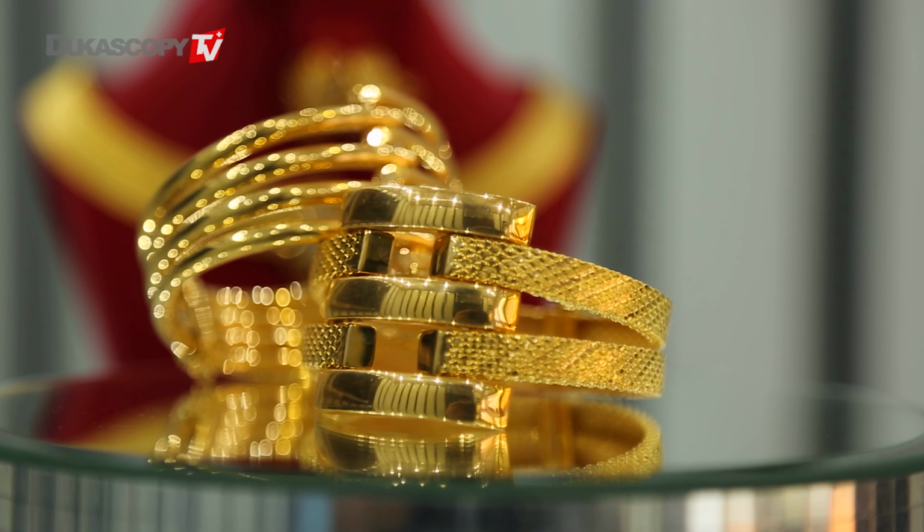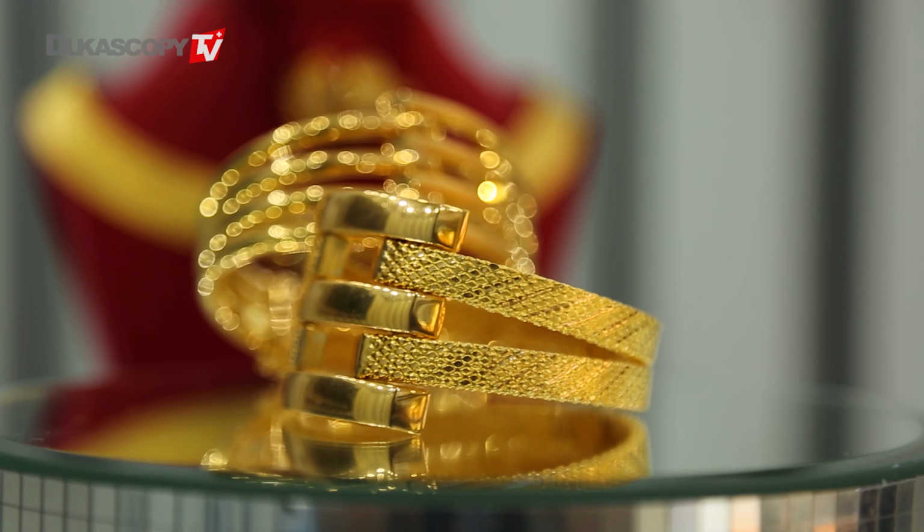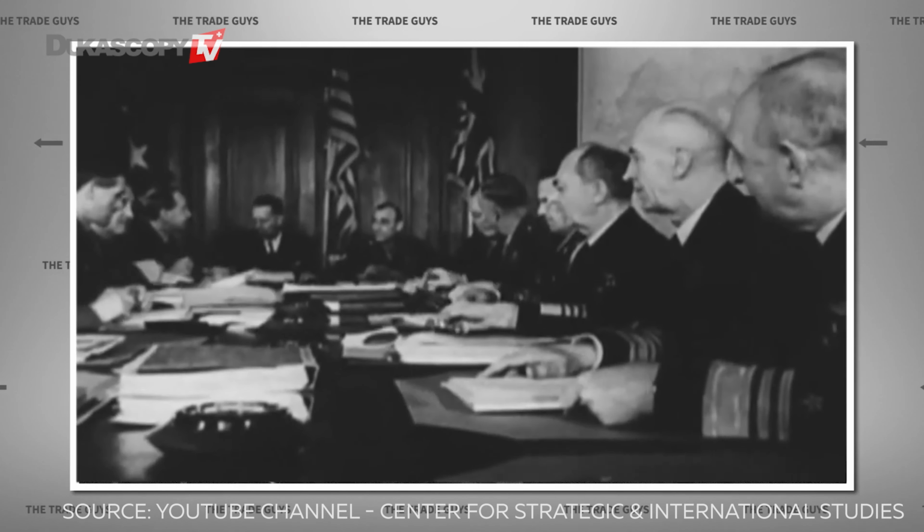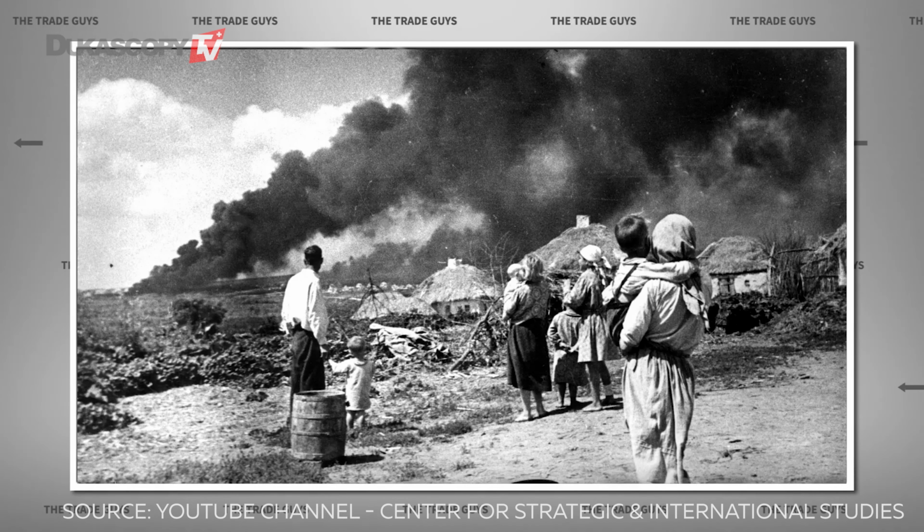This is how this connection between gold and money actually started to emerge. Now, fast forward to the 20th century. The final year of the Second World War, there was a big conference convened in Bretton Woods, New Hampshire. 44 nations came together and they negotiated an agreement that was later to be known as the Bretton Woods Agreement.